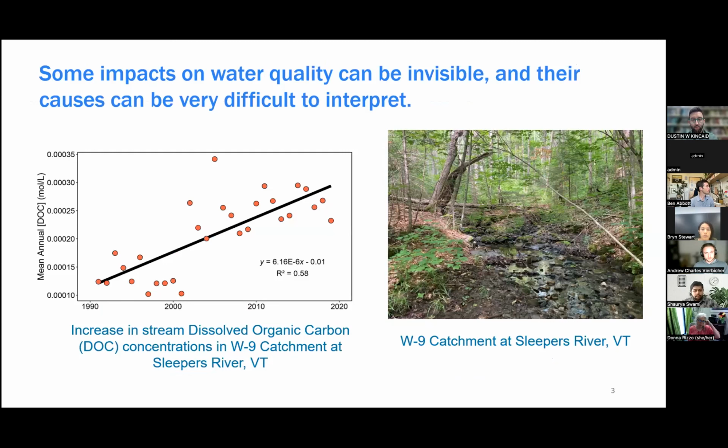However, some impacts on water quality can be invisible and their causes can be very difficult to interpret. For example, the amount of a chemical species called dissolved organic carbon, or DOC, has increased over time in the stream that I'm showing in this photo on the right, which is Sleepers River in Vermont. We can see this trend in DOC when we're looking at multiple decades of stream chemistry data. However, we wouldn't notice that this is happening just by looking at the stream while we're walking through the forest.